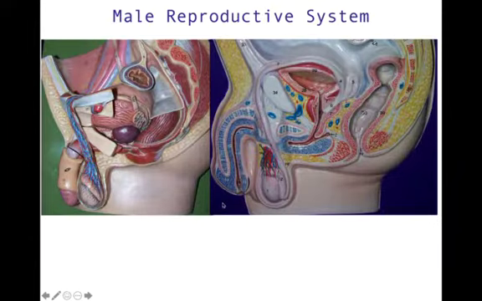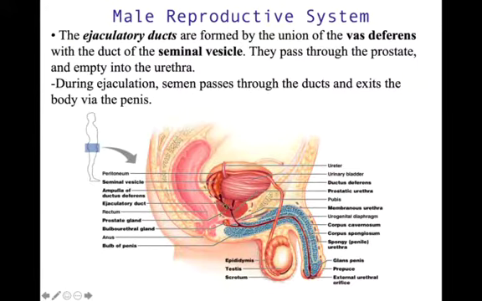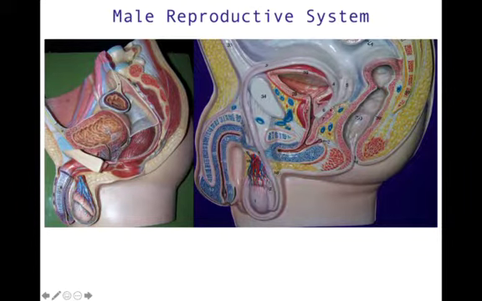Here you can see the seminal vesicle, number 5, and the seminal vesicle right there. Here we see where they merge. Here's my vas deferens containing my sperm cells. Here is my seminal vesicle, producing 65 to 70% of my seminal fluid. We merge into number 6, which we call the ejaculatory duct. There's our ejaculatory duct, number 6.